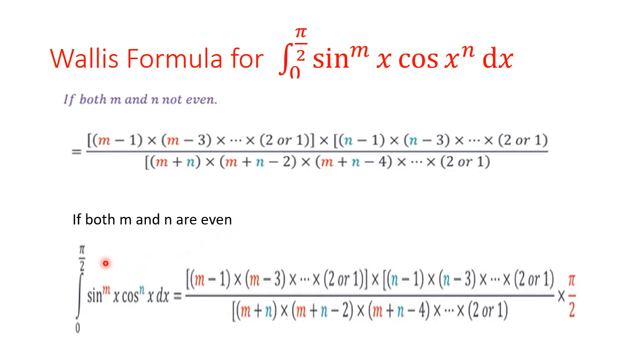If both m and n are even, this equals (m−1)(m−3) until 2 or 1, times (n−1)(n−3) until 2 or 1, divided by (m+n)(m+n−2)(m+n−4) until 2 or 1. The only difference is this one: it is times 1 for m and n not both even, but for m and n both even, it is times pi over 2.